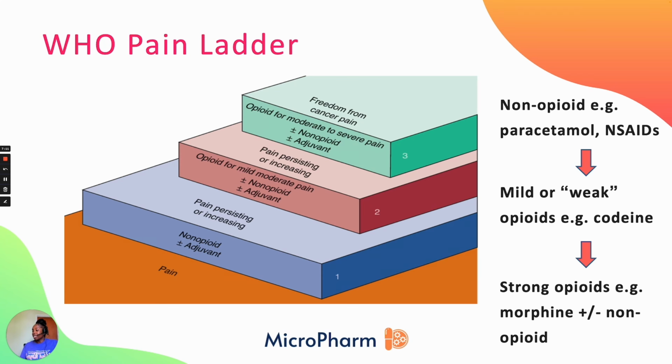And the WHO pain ladder can be a good basis when you're reviewing someone's pain medication. So if you've got someone who's been put on codeine and maybe they're experiencing side effects, or you're rationalizing their medication, maybe they're on other CNS medication, you'd want to check whether they've actually tried regular paracetamol first, whether it's appropriate for them to have an NSAID before you move up the pain ladder.